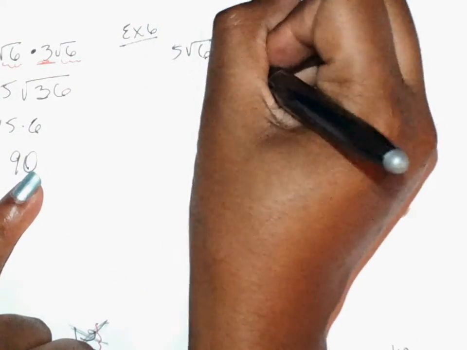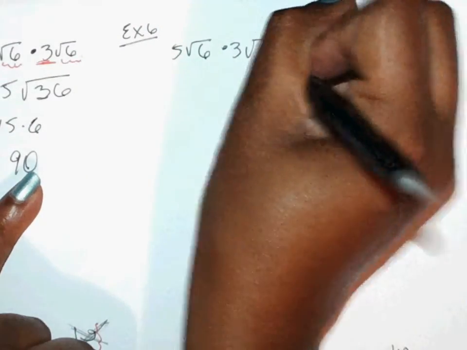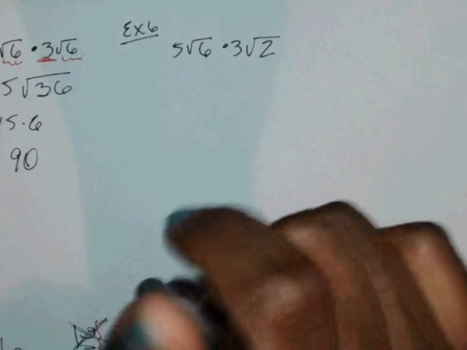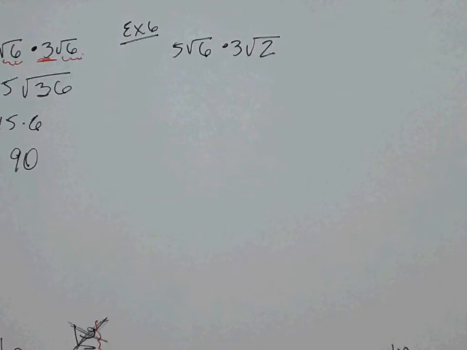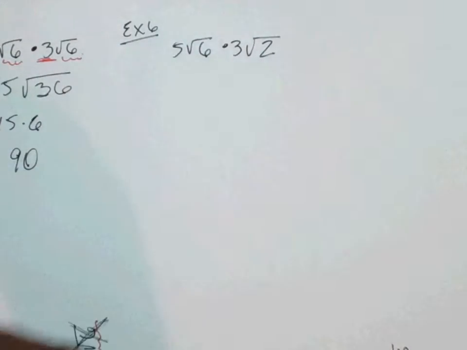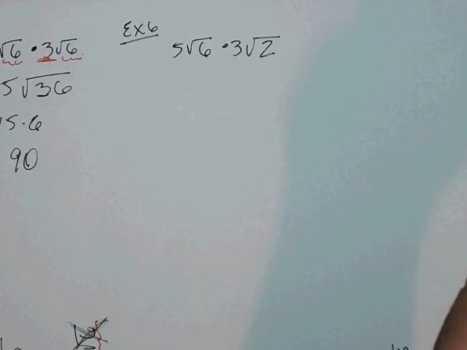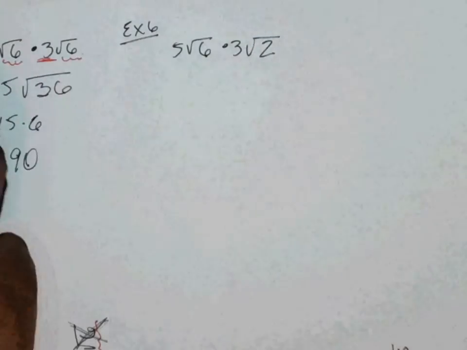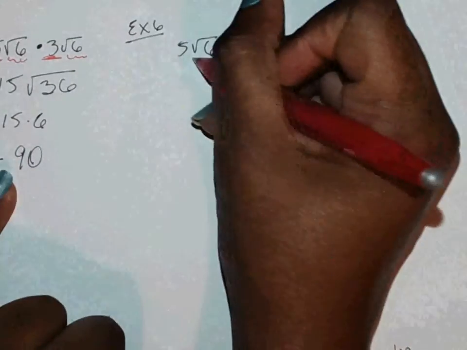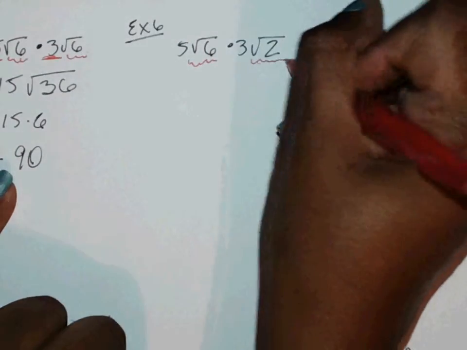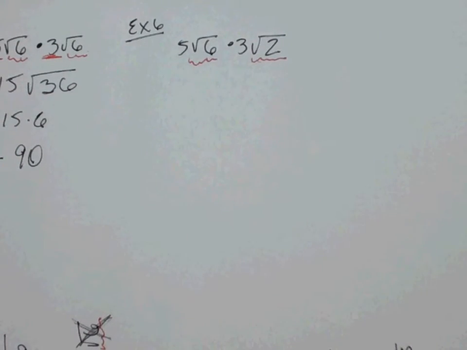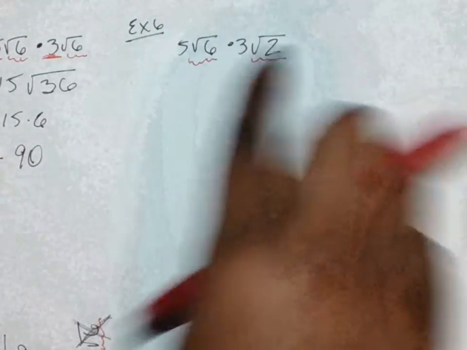5 square root of 6 times 3 square root of 2. Oh no, I'm freaking out. I'm looking to see if I can simplify these. I can't. Square root of 6, you can't simplify. Square root of 2, you can't simplify. So I'm like, oh no, they're not the same. So that means that that's the answer. And I'm wrong because I'm not adding or subtracting. I'm multiplying. I don't care if these are the same.